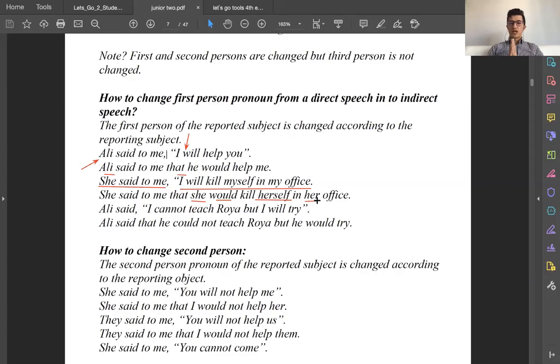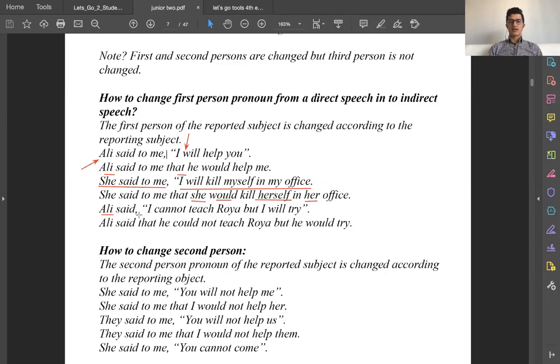Remember, if you have a subjective pronoun, objective pronoun, possessive pronoun, reflexive pronoun, any kind of pronoun, all of them should be changed according to this formula. Myself is the first person's reflexive pronoun, and my office is the first person possessive pronoun. So all of them are changed according to the subject. Look at another example here.